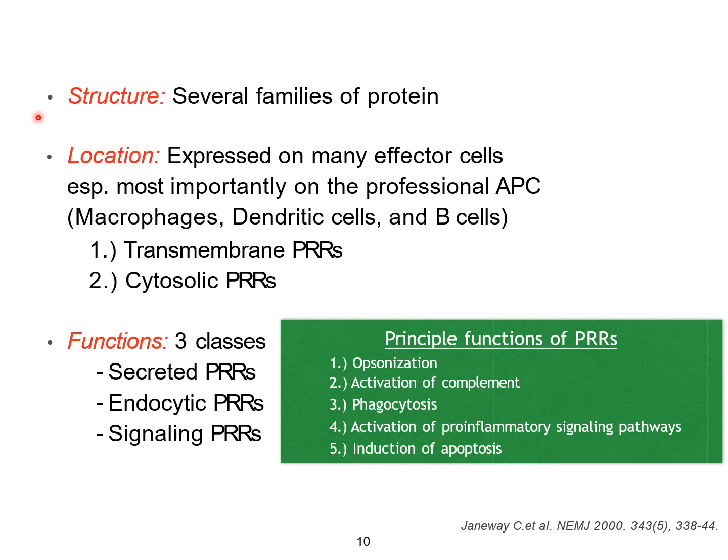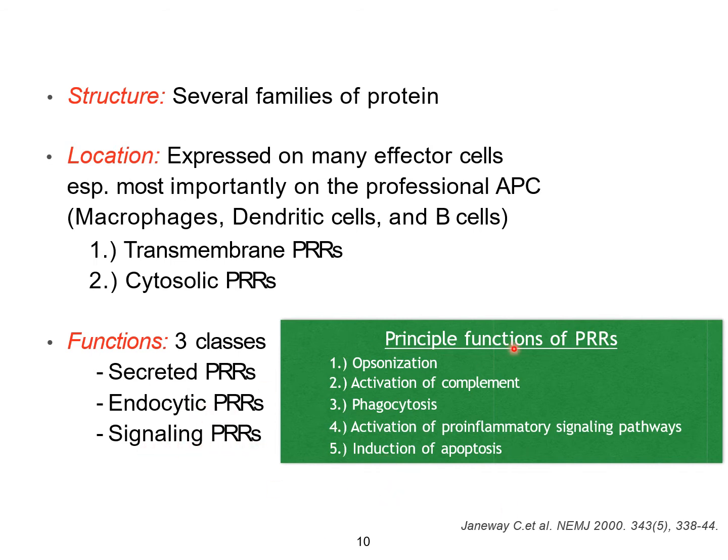So that is the function of dendritic cells and B cells. Pattern recognition receptors are of two types, transmembrane and cytosolic. Transmembrane means they are present throughout the membrane of the cell, and cytosolic is inside the cell cytoplasm. And these are of three categories: secreted PRRs, endocytic PRRs, and signaling PRRs.